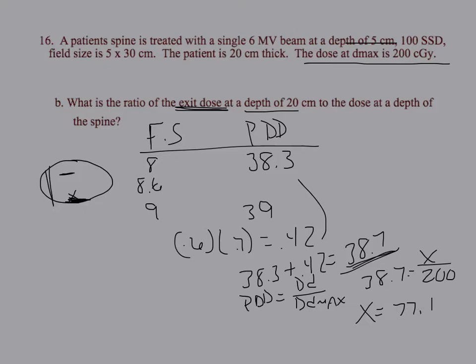So this one has many steps, but what I want to know is what the exit dose is compared to the dose at the depth of the spine. So it was 77.1 at 20 cm, and when we looked at the earlier slide, we saw that it was much greater.